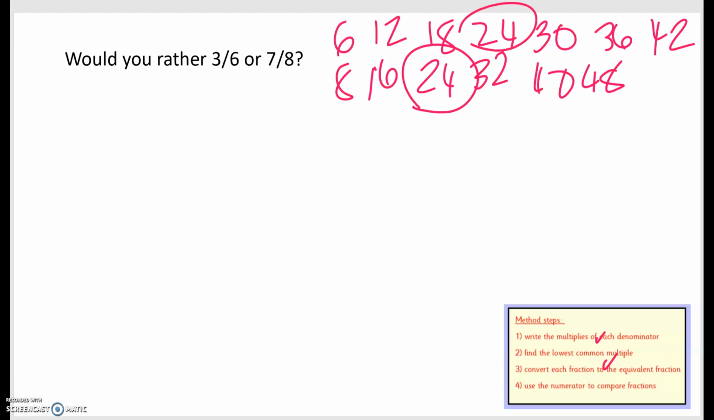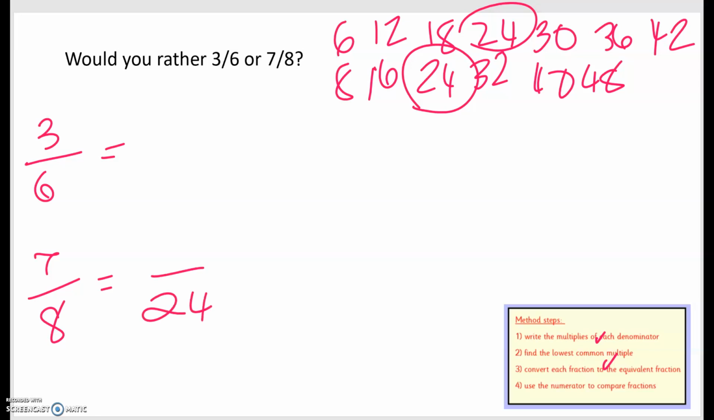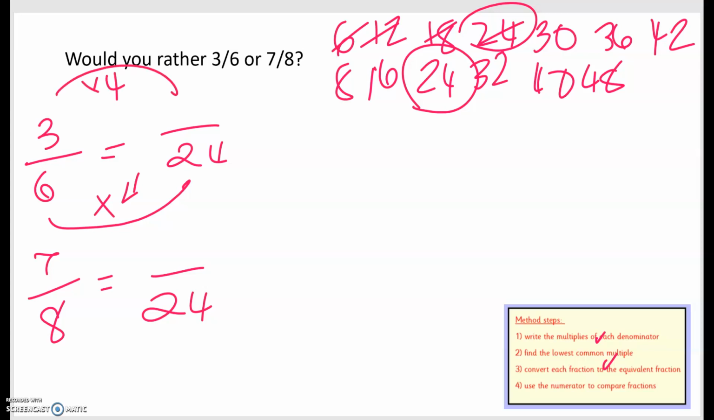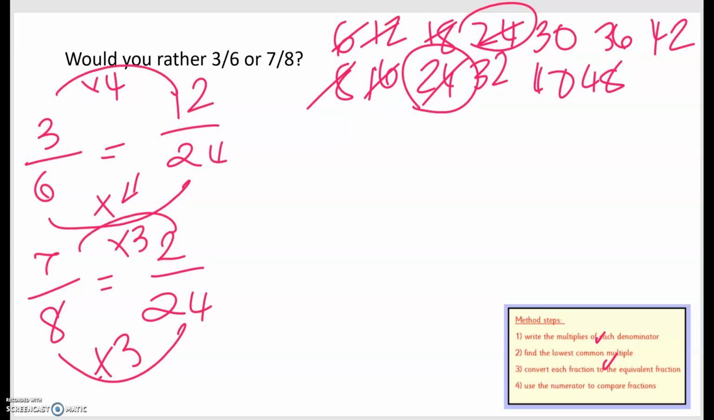So what I'm going to have to do is find the equivalent fractions for 3/6 and for 7/8, so they're both in 24ths. So 6 times 1, 2, 3, 4 is 24, and if we times the denominator by 4 then we have to times the numerator by 4, so 3 times 4 is 12. Exact same thing for 7/8. So 8 times 1, 2, 3 is 24. 7 times 3 is 21.